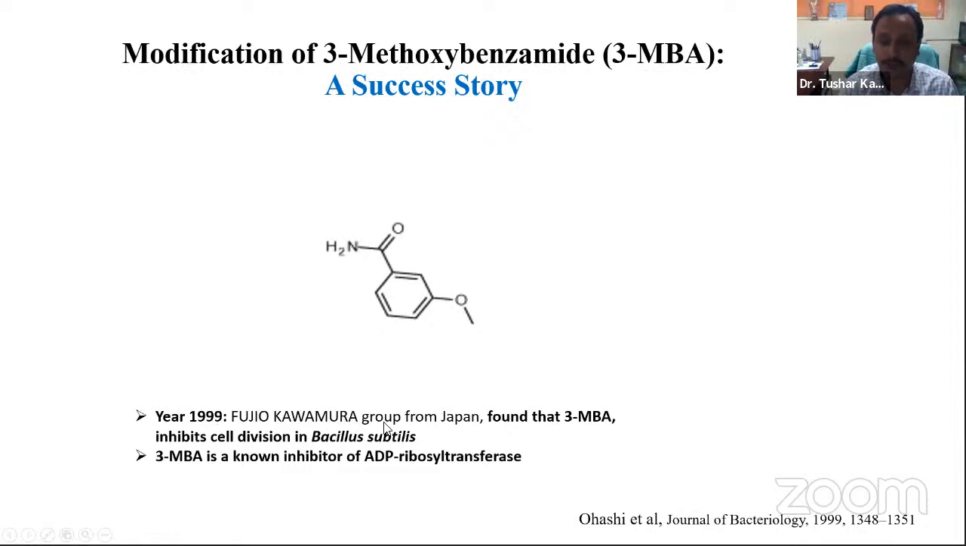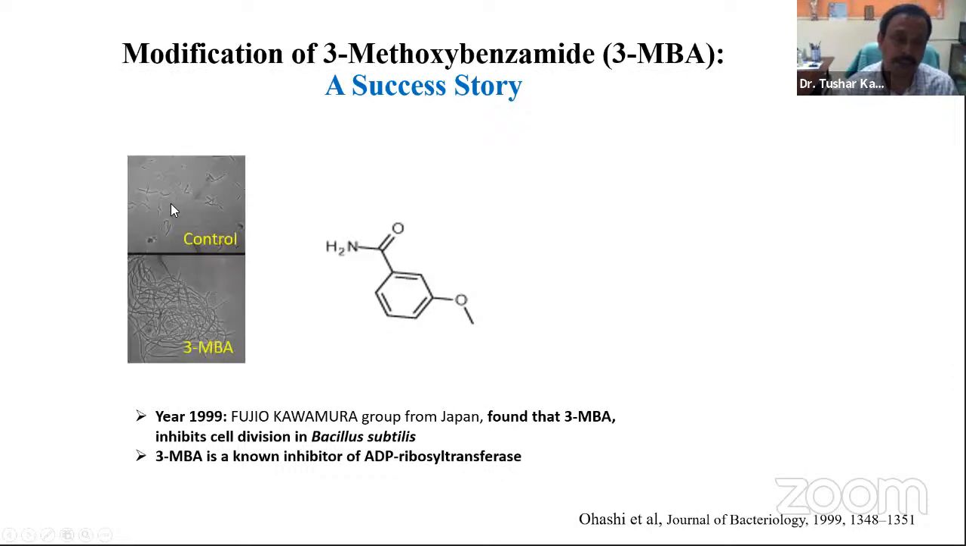the Kawamura group from Japan screened certain molecules, and they found this 3-MBA. Before that, 3-MBA was a known inhibitor for ADP ribosyl transferase, and what they found is that it is causing filamentation. These are the normal cells. In the presence of 3-MBA, a lot of filaments are there, and they did biochemical characterization and found that 3-MBA is interacting with FtsZ.